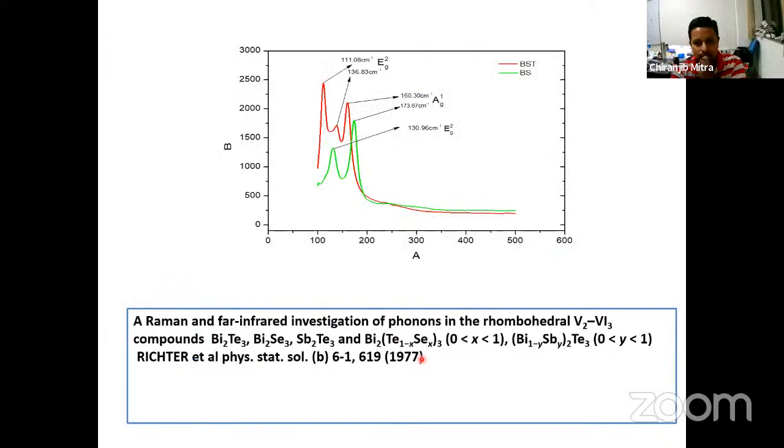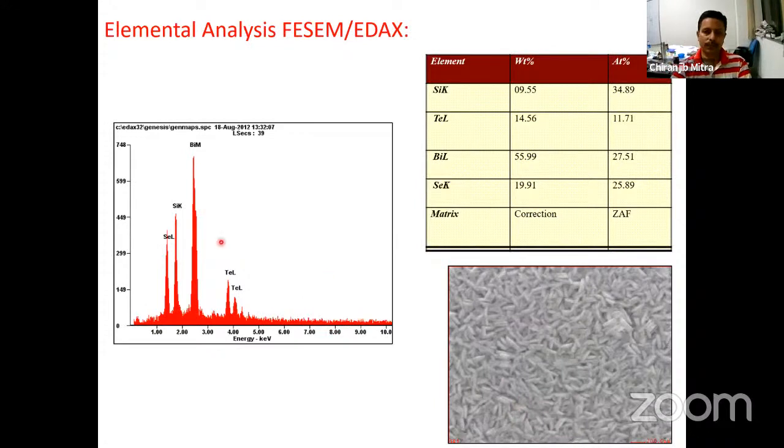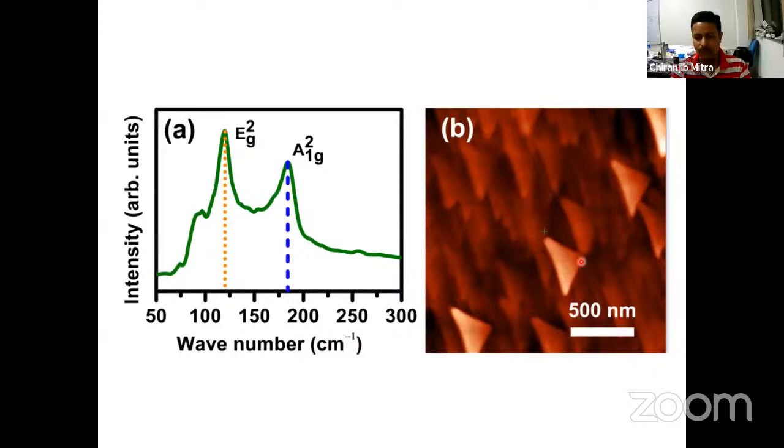Okay, I will skip this. This is a characterization using Raman. This is the structure that we see of BSTS. This was the elemental analysis done using EDAX to verify that what we have is indeed what we wanted to have. This is the grains. We also did an atomic force microscope measurement, and you can see these triangular structures of the grains. And this is the Raman. So apart from XRD, Raman and AFM were the tools used to characterize the samples.